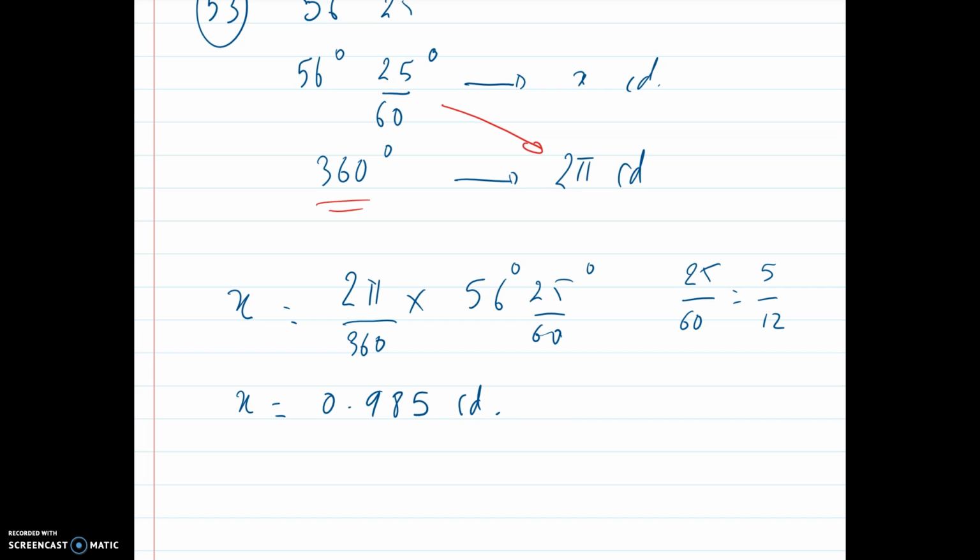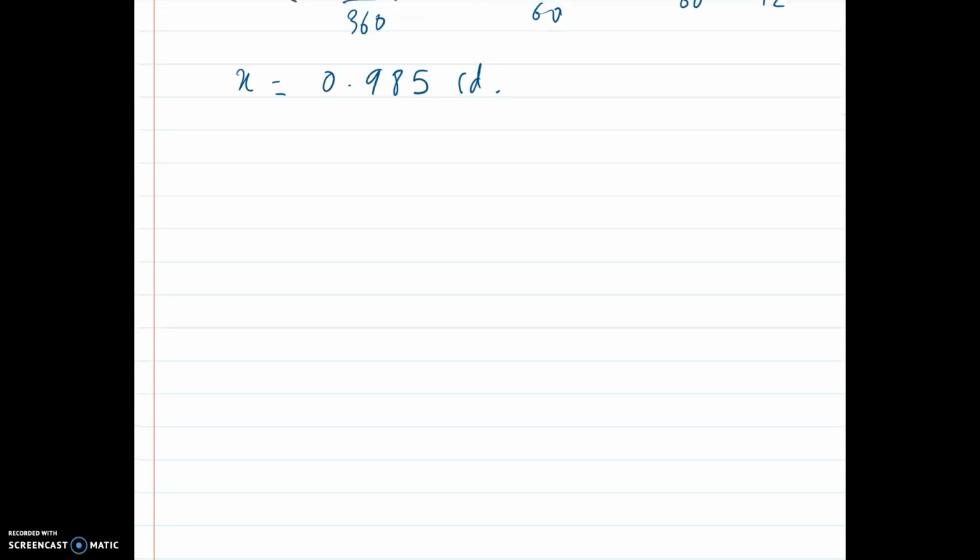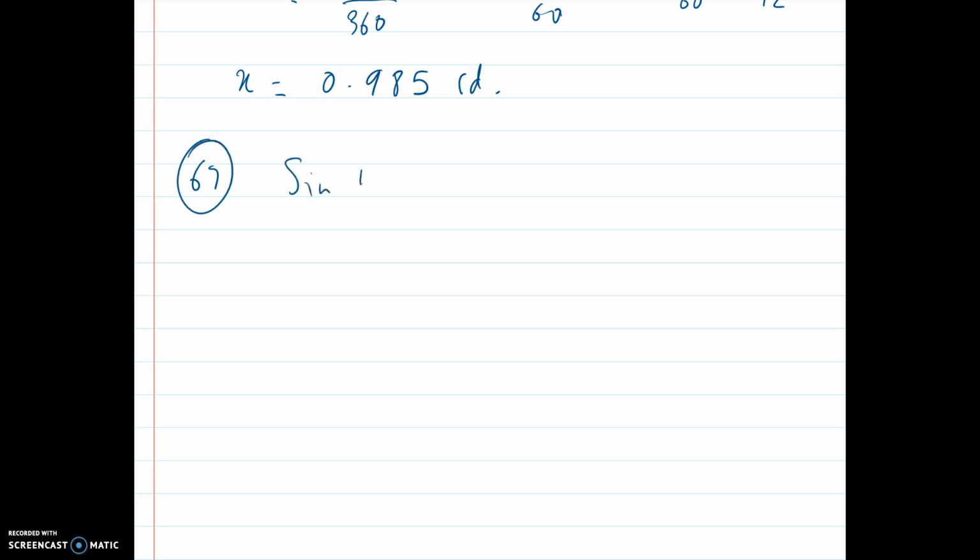Okay, now find each exact function. Problem number 67. Problem number 67, find the exact function of sine of pi over 3.